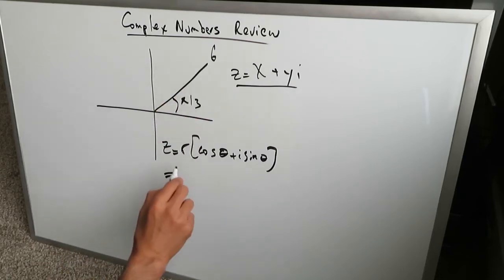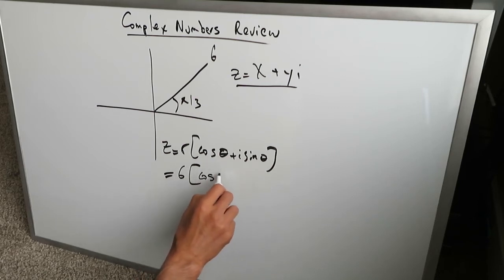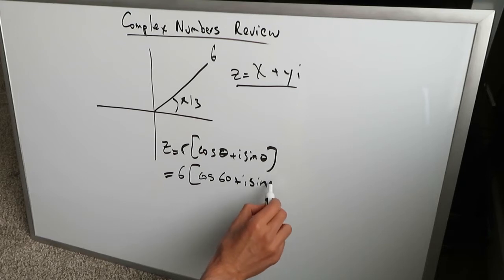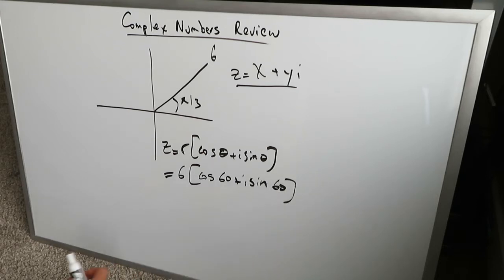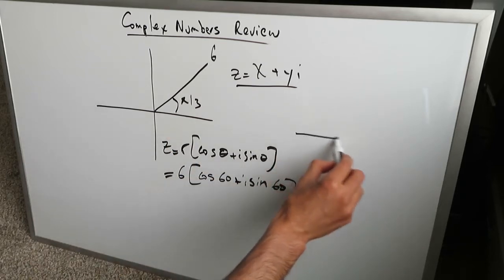We know our modulus here is a 6. We know cosine theta is actually cosine 60 degrees. Pi over 3 is 60 degrees. Let's just keep it in the angle form, 60 degrees. And with regards to 60 degrees, there is of course a trigonometric ratio.